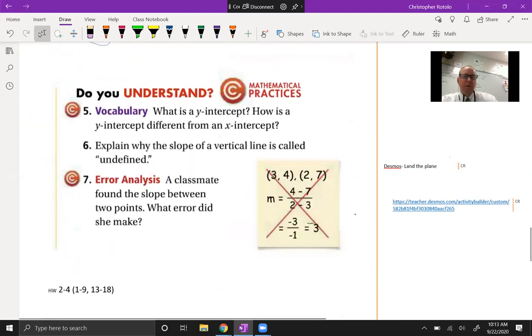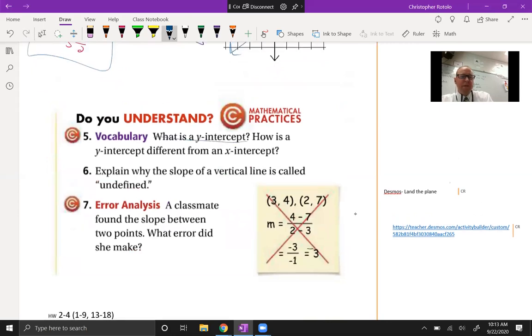All right, so what we're going to do is identify what's a y-intercept and how does a y-intercept differ from an x-intercept. So give that some thought, and what you're going to do with it. Explain why the slope of a vertical line, right, vertical line, is called undefined. So how does that happen? And then error analysis. Let's find out what your classmate did to find out how they got this thing wrong. Okay, so be careful with that and keep an eye on it. Okay, those are the things you want to make sure you finish up in your notebook before you come into class.